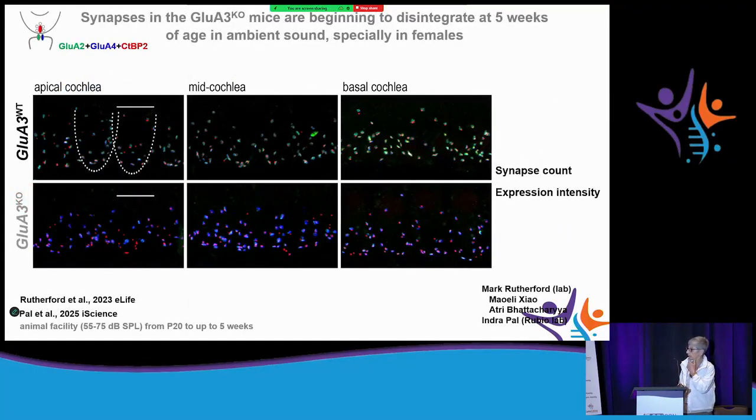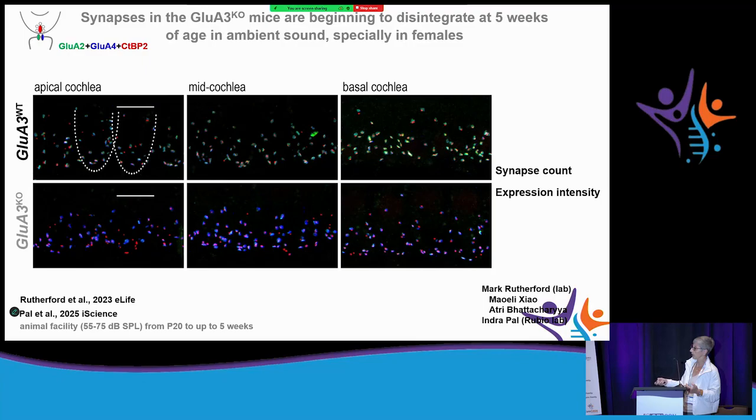So the way to do that, and that was in collaboration with Mark Rutherford at Washington University in St. Louis, we sent in the cochleas, and he did immunostaining for a presynaptic marker for the ribbon, CTBP2, and also for GLUA2 and GLUA4. We know that GLUA3 is not there. And then we can do synapse count and also expression intensity.